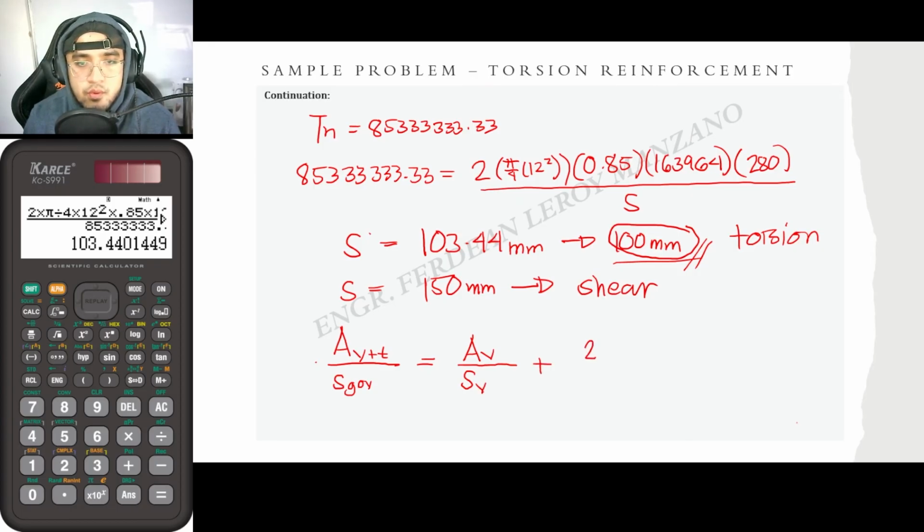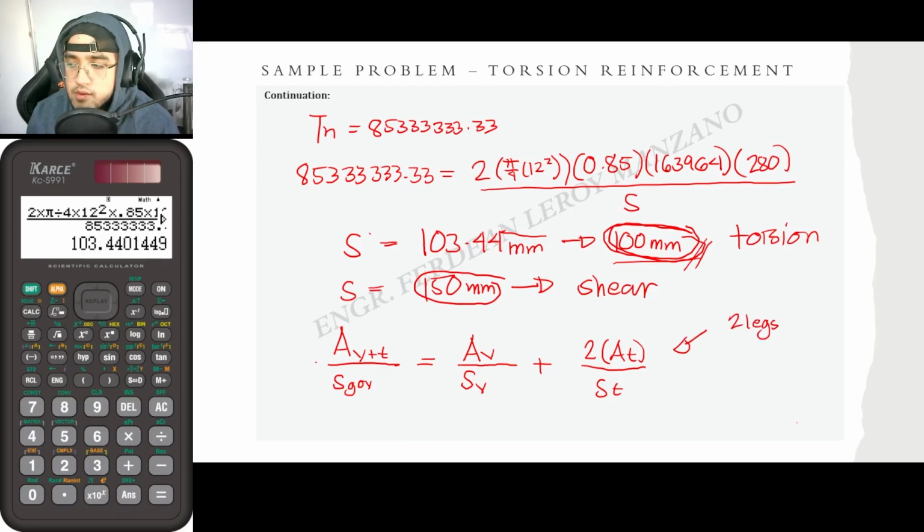2 times A of T, or the area for torsion, divided by the spacing for torsion. So once again, this is for SV, and this is now for ST. Take note that this is only true for 2 legs. So if you want to change the number of legs, just change this number here.